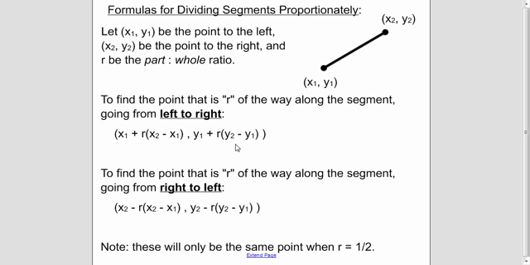Very similar idea. Now, if we're instead going from right to left, we start with x2 and y2, and because we're moving to the left, we have to subtract. But the rest of it stays the same. It's still r times x2 minus x1, r times y2 minus y1. And these points are only ever exactly the same when r is 1/2 because we're looking at the midpoint.